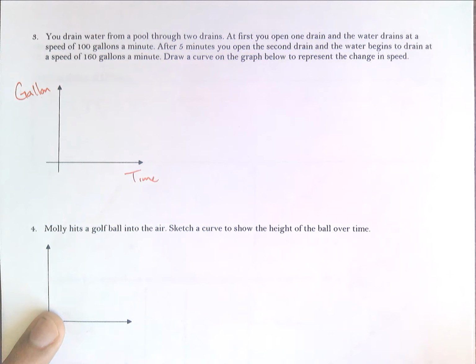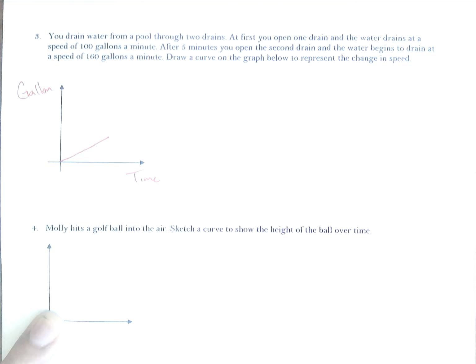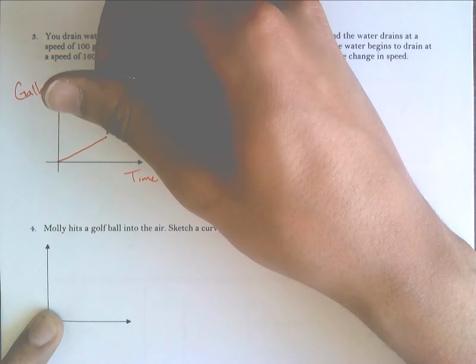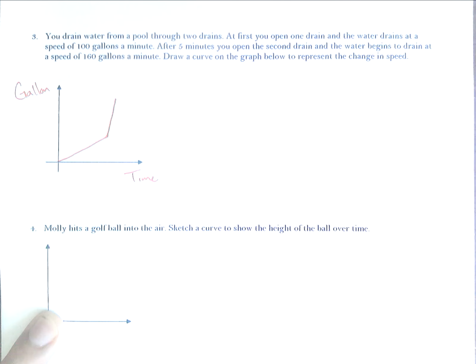So the first one is it's draining at 100 gallons per minute. So we'll just go ahead and sketch that in, just kind of approximate. And then it will drain at a speed of 160 gallons per minute. So it's draining faster. So now the slope should be steeper. It should be greater. So now from here, this is where you open the second drain, the slope should be steeper. So you can draw that in there.